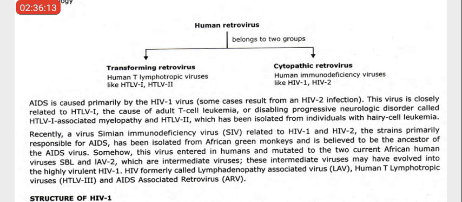Recently, a virus, simian immunodeficiency virus, related to HIV-1 and HIV-2, the strains primarily responsible for AIDS, has been isolated from African green monkeys and is believed to be the ancestor of the AIDS virus. Somehow, this virus entered humans and mutated into the two current African human viruses, SBL and LAV2, which are intermediate viruses. These intermediate viruses may have evolved into the highly virulent HIV-1. HIV was formerly called lymphadenopathy associated virus, human T lymphotropic virus, and AIDS associated retrovirus.